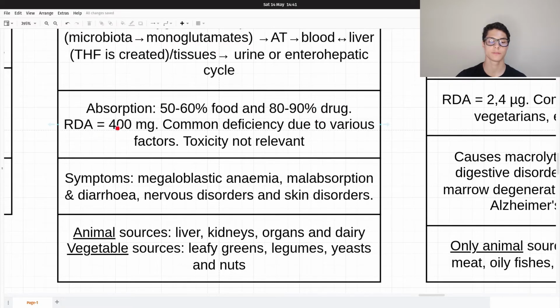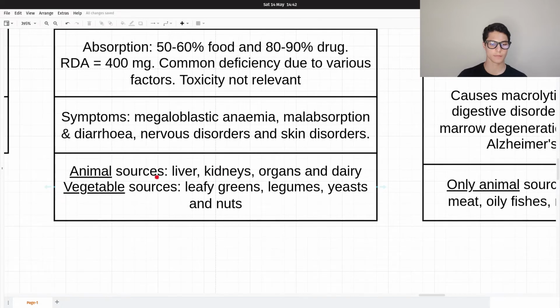The RDA says we need 400 milligrams a day, and the deficiency is common due to various factors, such as malabsorption, low quantities in our diet, maybe we have medication that blocks the absorption of this vitamin, and the toxicity is not really relevant and is not even frequent. Symptoms of the deficiency: the megaloblastic anemia, malabsorption and diarrhea, and nervous disorders and skin disorders.